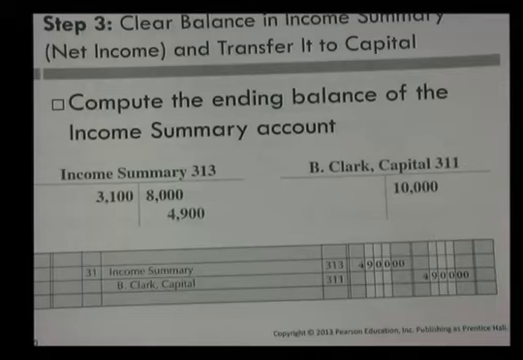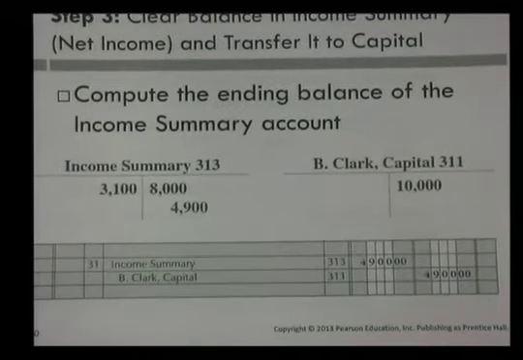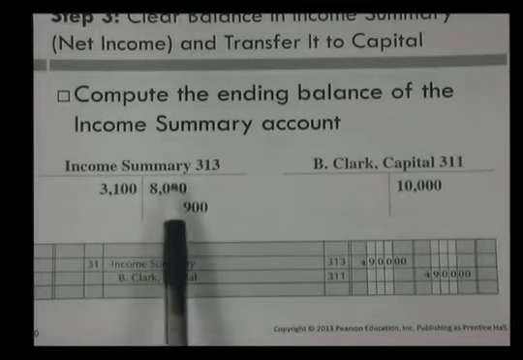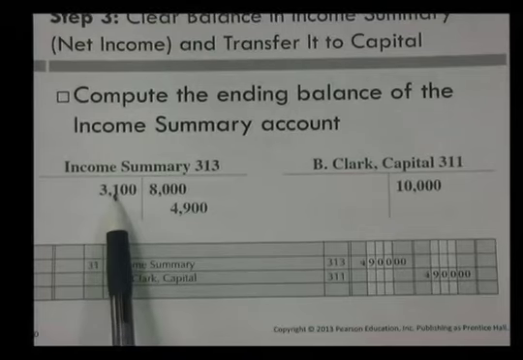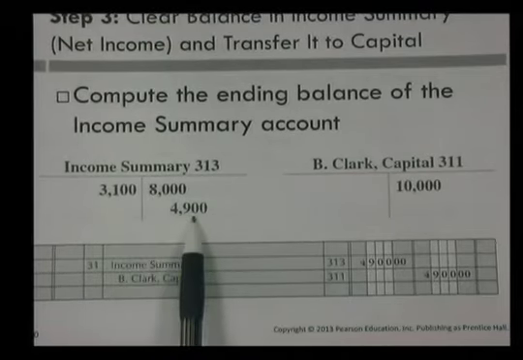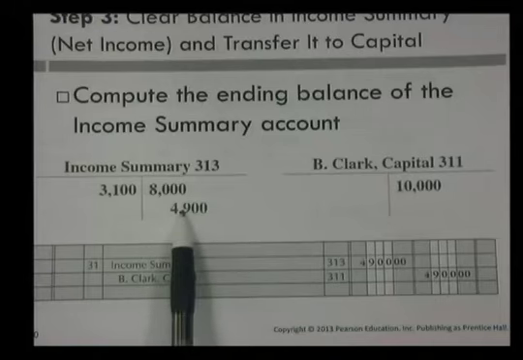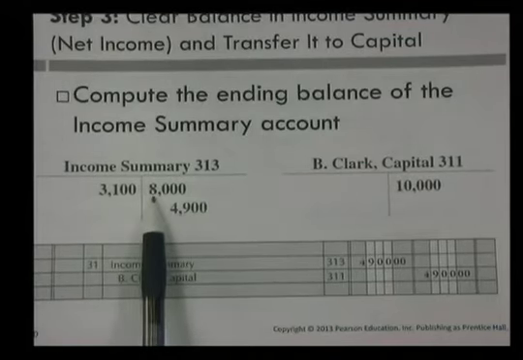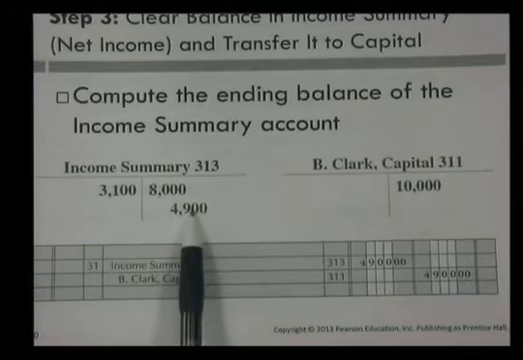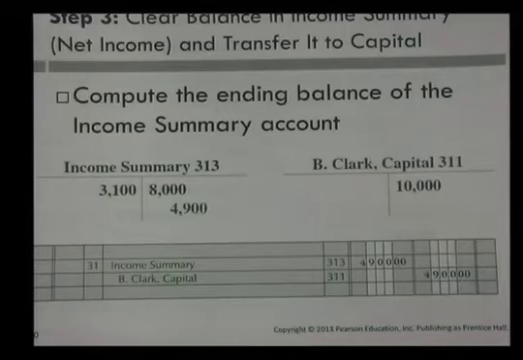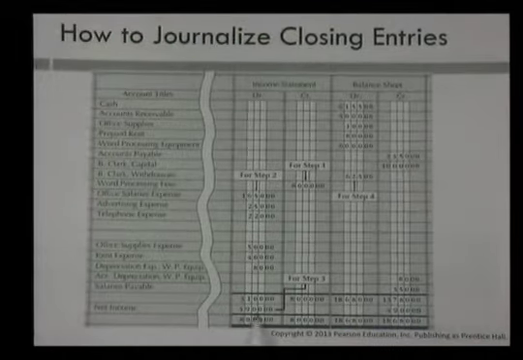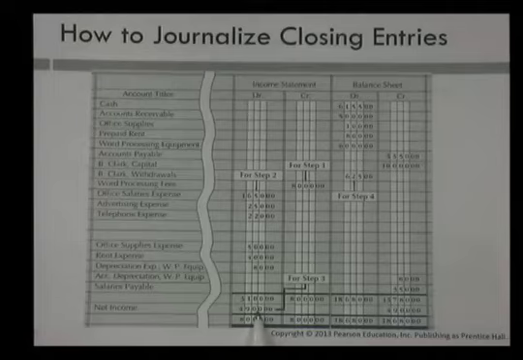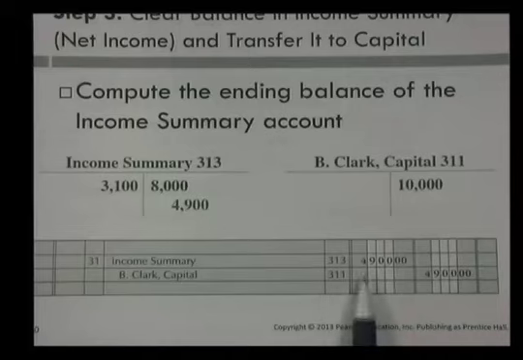Step 3 is where we're going to find the balance in income summary and move it to the capital account. So in my income summary, here's my revenue, here's my total expenses. I find the difference, $4,900, and it's on the credit side because $8,000 is the largest number. This amount should match the amount on the worksheet for net income. So I'm bringing the worksheet back. There is your net income, $4,900. So the net income is being transferred into the capital account.